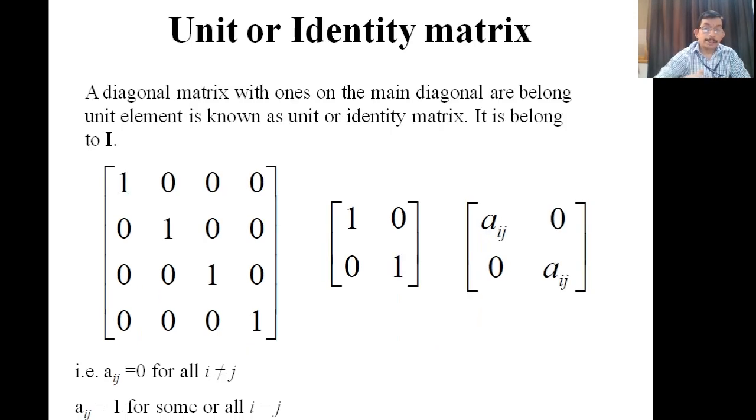Now the next one, the unit matrix. This is the most important matrix. A unit matrix is a diagonal matrix in which each diagonal element is equal to 1 and the non-diagonal elements are 0. In the first example, a 4 by 4 order matrix, the main diagonal elements are all 1 and the non-diagonal elements are 0, so it is a unit matrix. The next one is a 2 by 2 order matrix, where the main diagonal elements are 1, 1 and the non-diagonal elements are 0. This is again an example of a unit matrix.